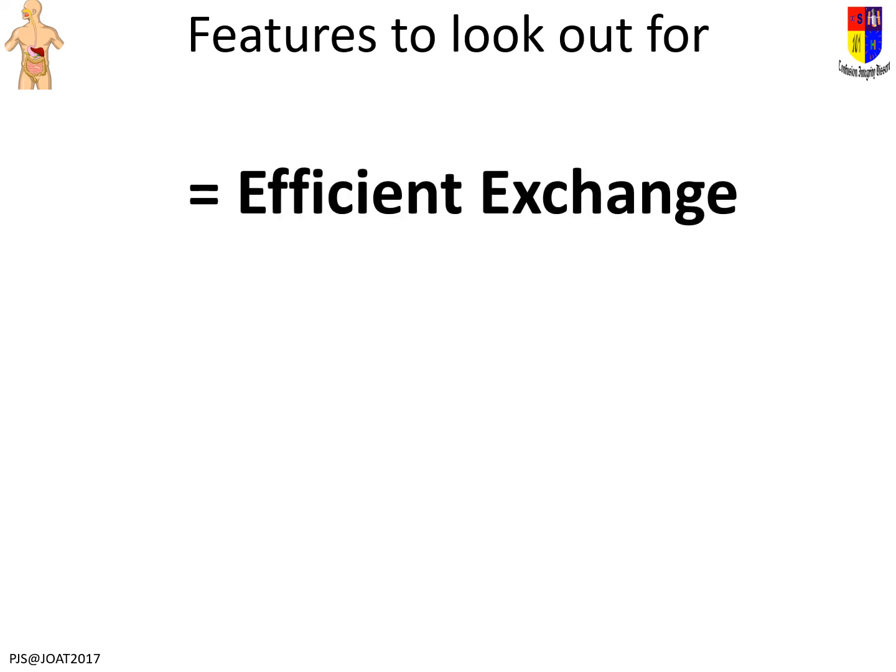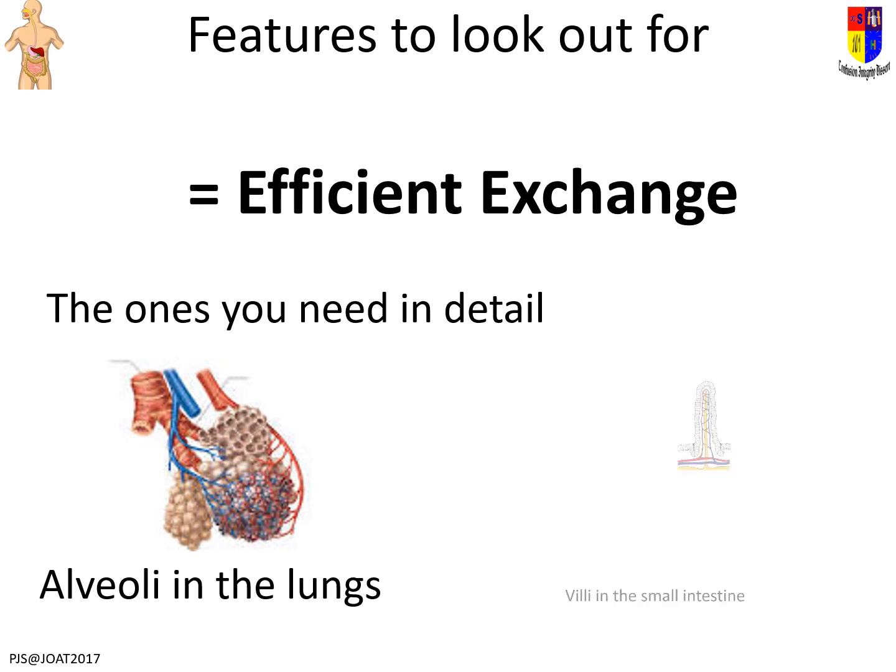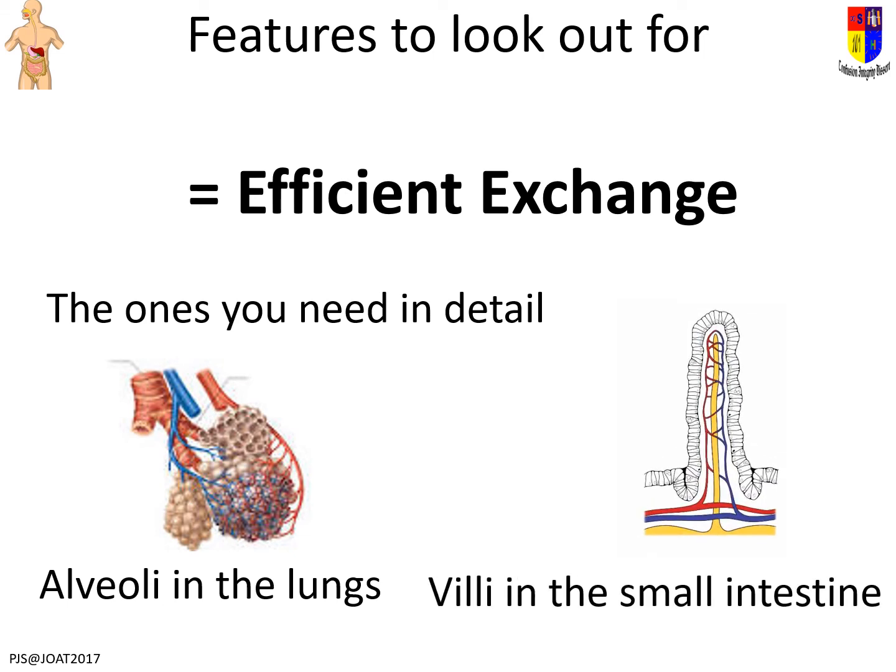So those are the things to look out for. Any of those three gives you efficient exchange. And the two things that we're going to look at are the alveoli in the lungs and the villi in the small intestine. The villi is the villi, you're not going to be able to call it anything else, but you can absolutely call the alveoli air sacs. And we will use those interchangeably.